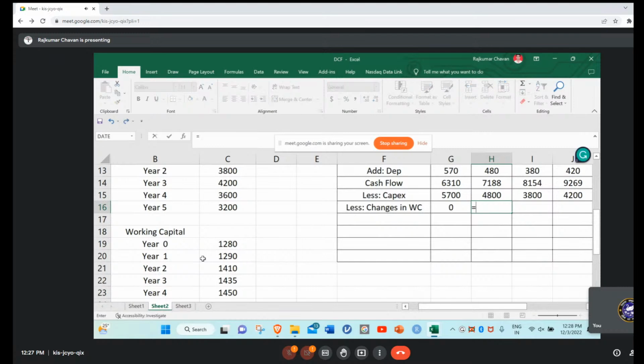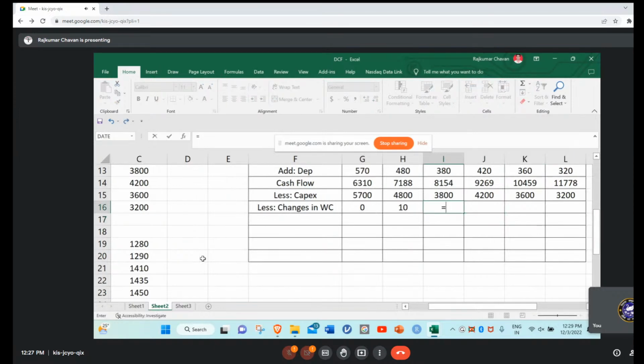So what value will come? Is equal to, select 1,290 minus 1,280. What is the answer? 10. We say working capital has been increased, and that actually is called minus. So when you are calculating the net cash flows, you should minus that 10 rupees. Now tell me, next year can you do it? Year 2, how to calculate? 1410 minus 1290.